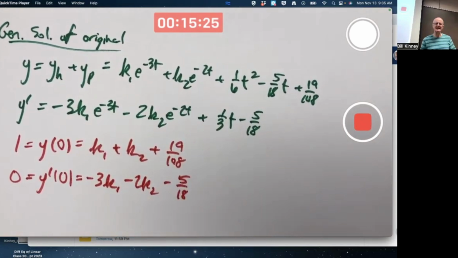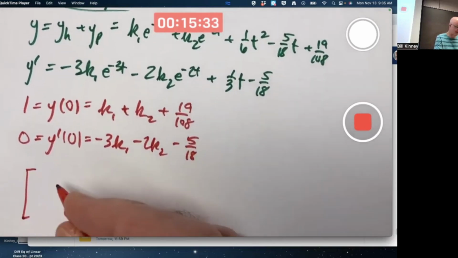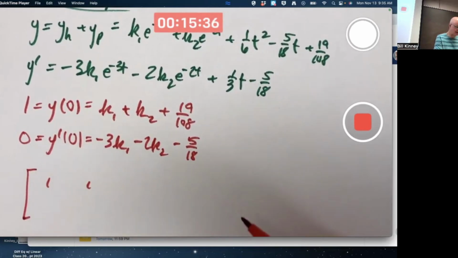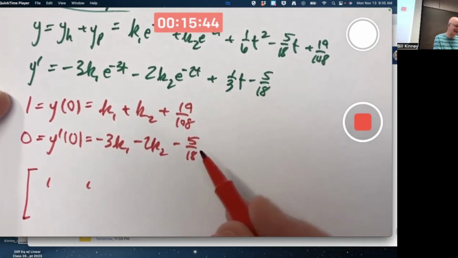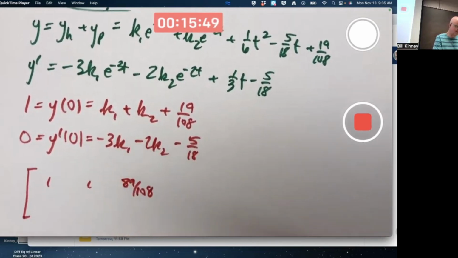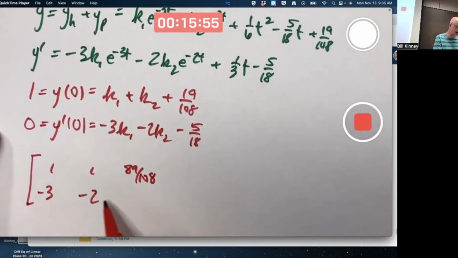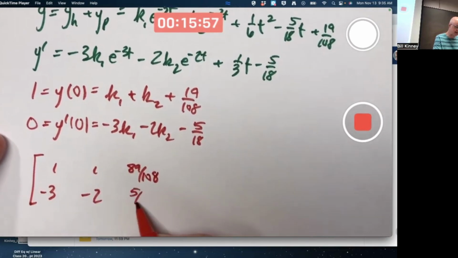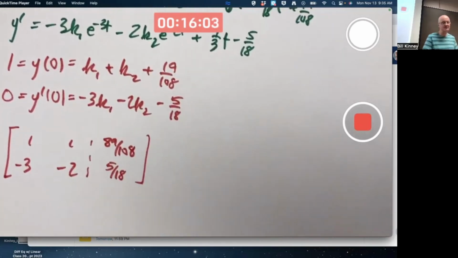Hopefully no mistakes. Get a system of equations in K1 and K2. Maybe I'll use a matrix for that one. K1 plus K2 equals 1 minus 19 over 108. 108 minus 19 is 89. And then the second equation, the coefficients will be negative 3, negative 2, and bring that over to the other side of the positive 5/18. Okay. Do your row reduction.